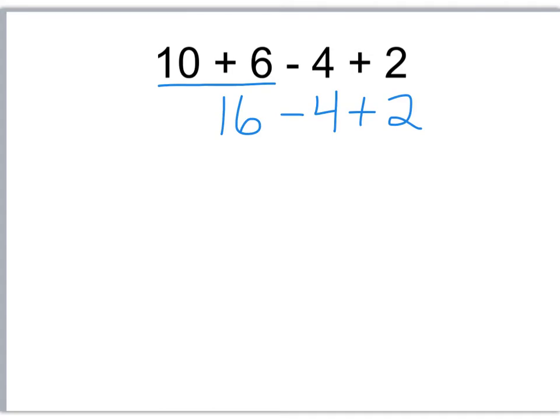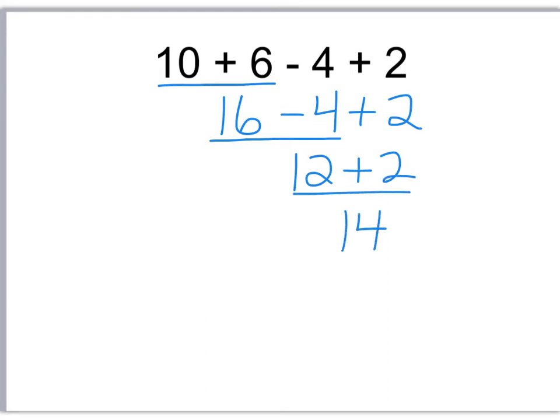And here, folks, you've got to do the subtraction because it showed up before the addition, and they're a group. So I'm going to do this 16 minus 4, which is 12. And then 12 plus 2 would become 14. And that's my final answer.